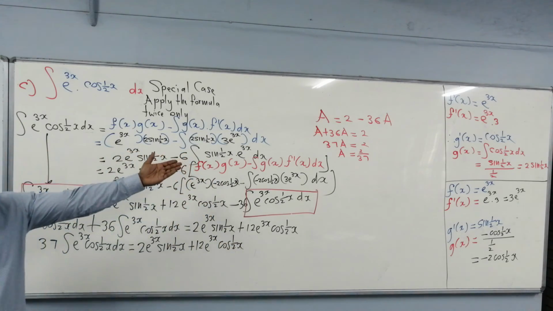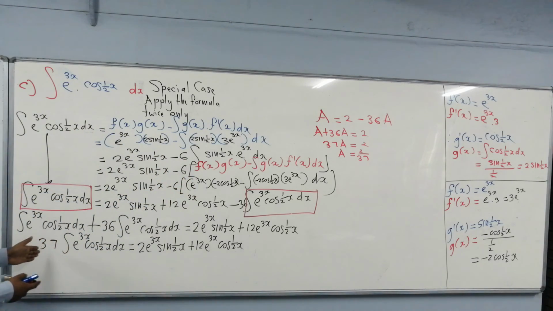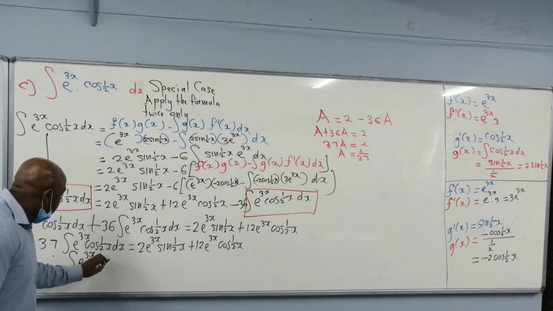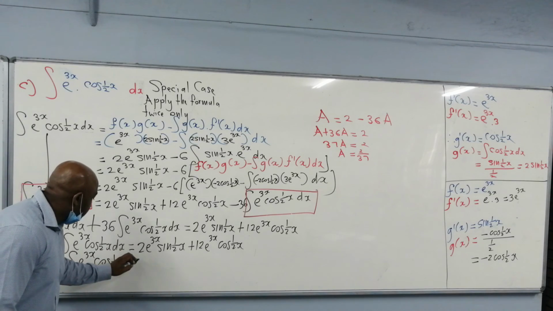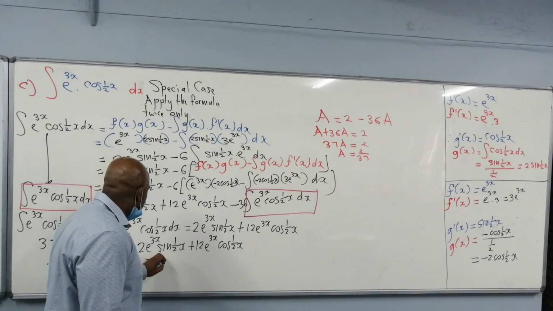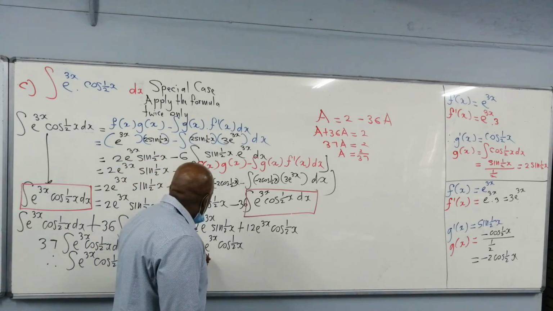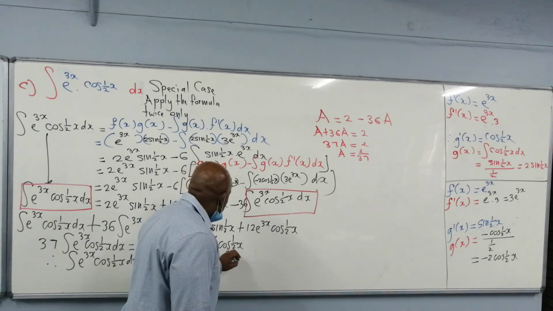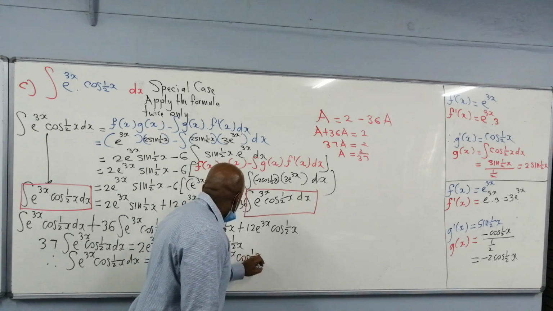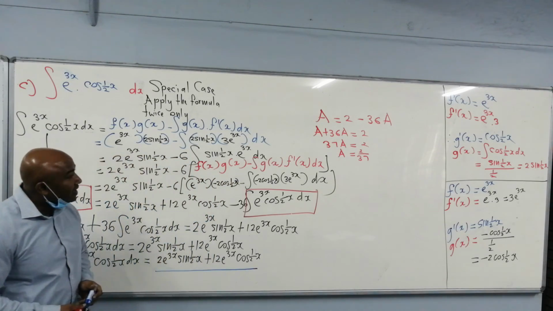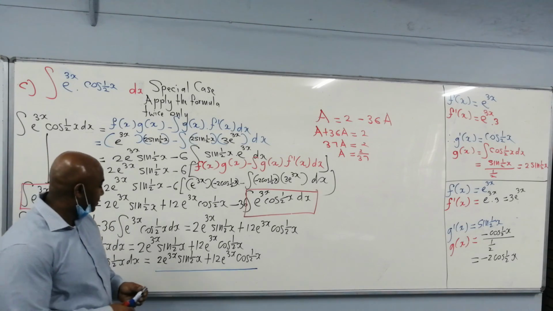What must I do now? After I got the 37a, I need to make a the subject. Same like how I need to make the question the subject of the formula. So therefore, the integral of e to the power 3x cos of half x dx is equal to this whole thing here, 2 e to the power 3x sine half x plus 12 e to the power 3x cos of half x, all divided by 37.